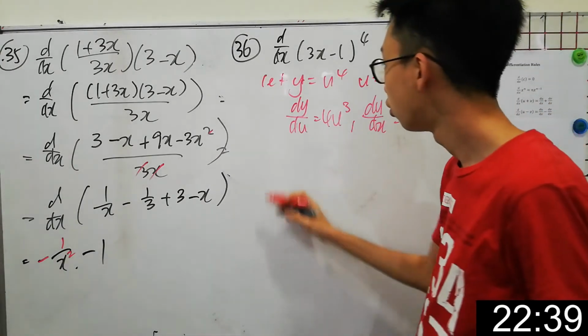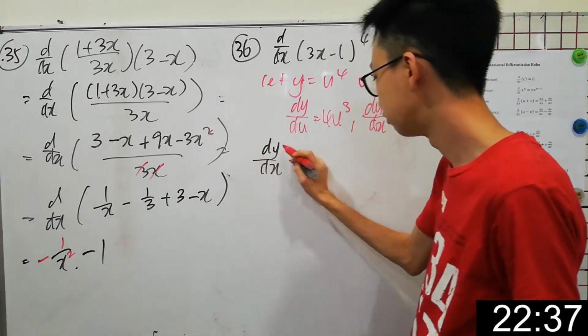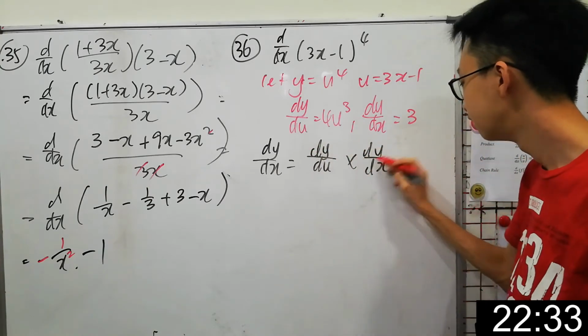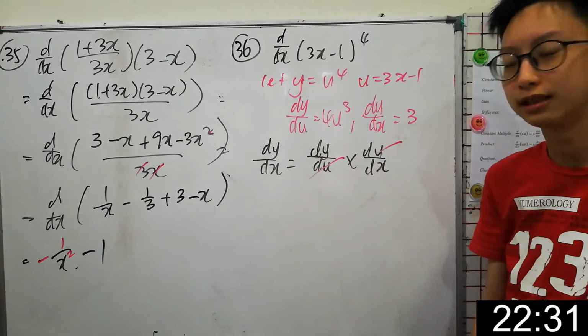So what should you do? dy/dx will be dy/du times du/dx. The logic is here because du and du can cancel.